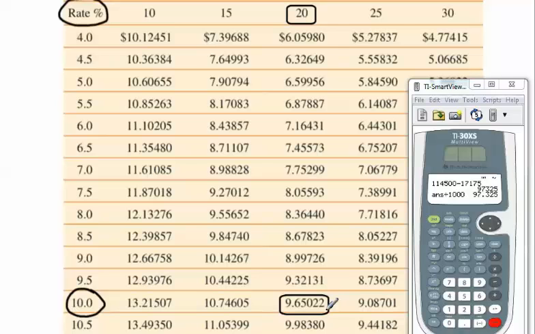So we have to take 97.325 and times it by 9.65022. So take 9.65022 and we times that by the number of thousands that we're borrowing, which is 97.325. And if we multiply those two factors together, that will give us our principal and interest payment, our monthly payment on our mortgage, which is $939.21.